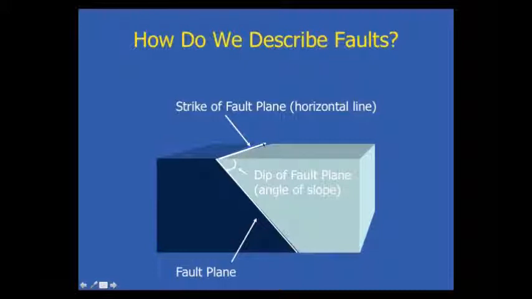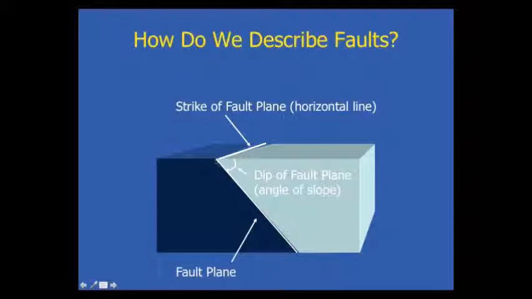Where the fault plane intersects the land surface, a horizontal line, this is called the strike of the fault. If we were going to map out the fault, we would note the compass orientation of the strike. For example, it's north-south, or east-west, or northeast-southwest. But it's a horizontal line that intersects the land surface.